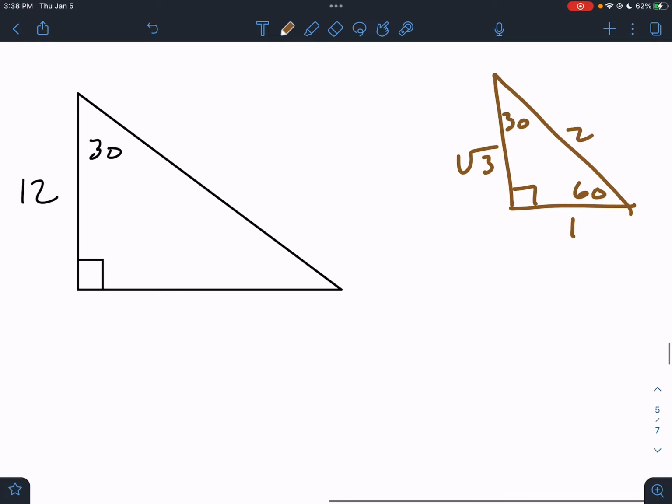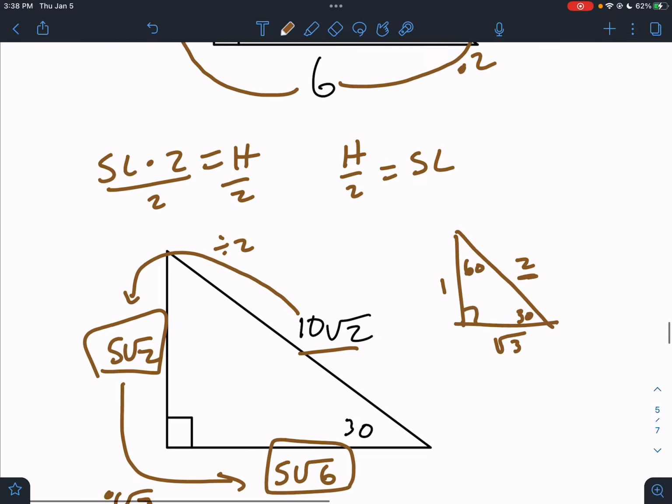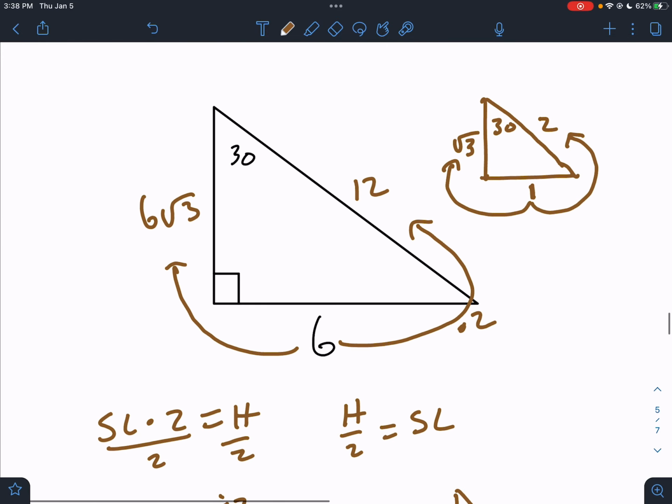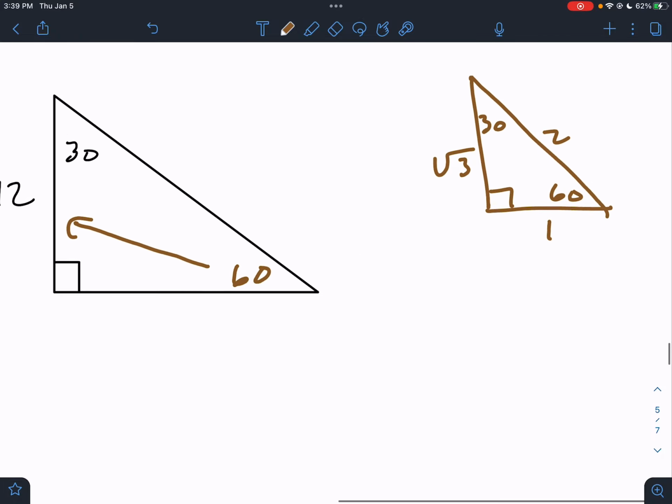What is associated, so this is my 60, what goes with the 60? That is the root 3 side, right? So how do you go forwards? How did we do that? Like when we had this one, how did we go from short leg to long leg? We did times the square root of 3. That's how you went from short leg to long leg. So how do we undo that?